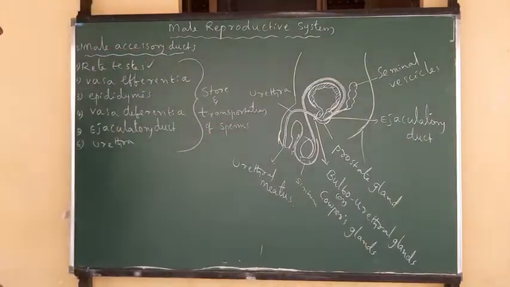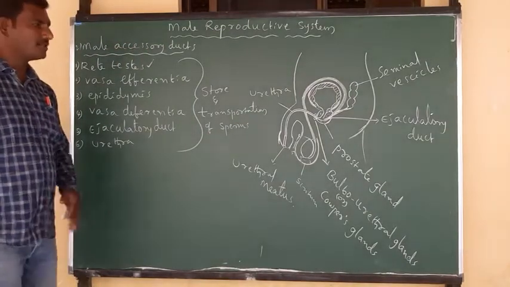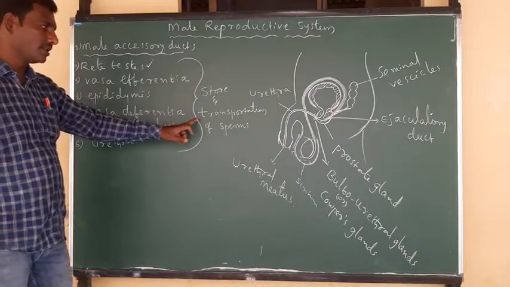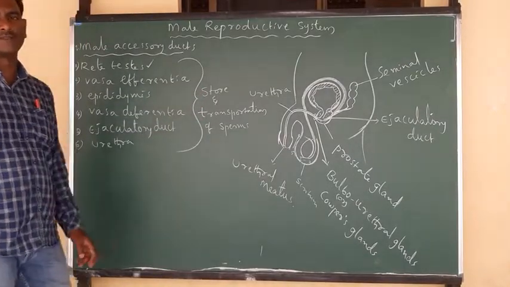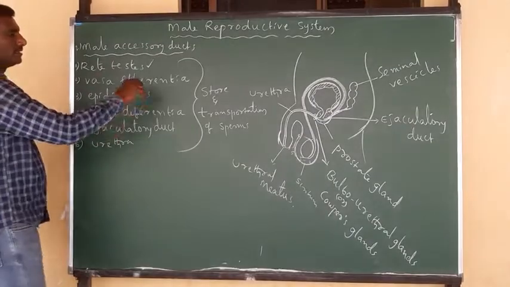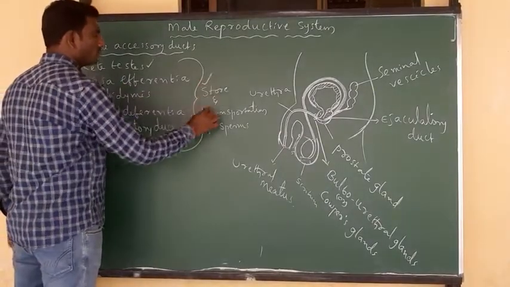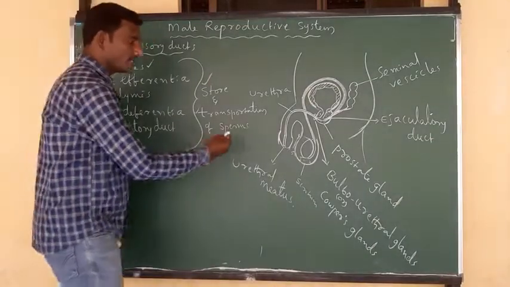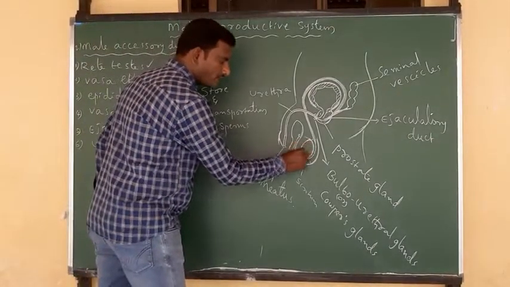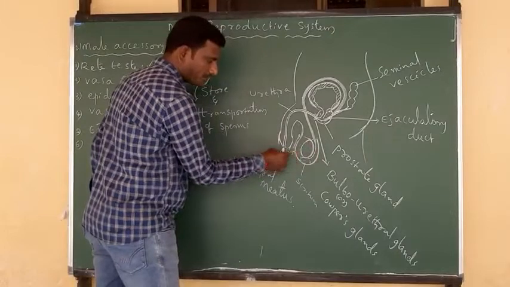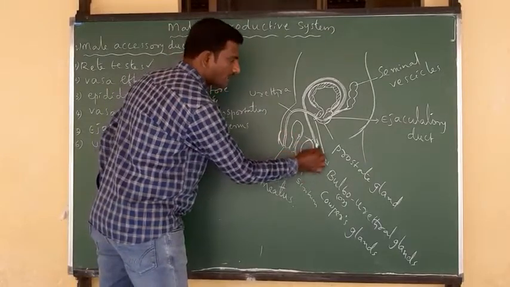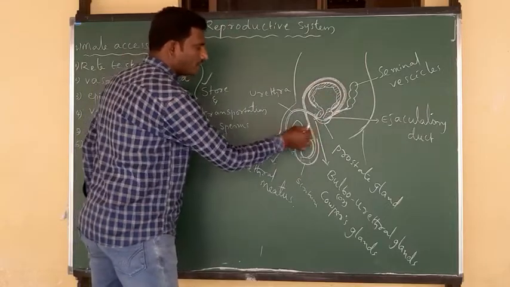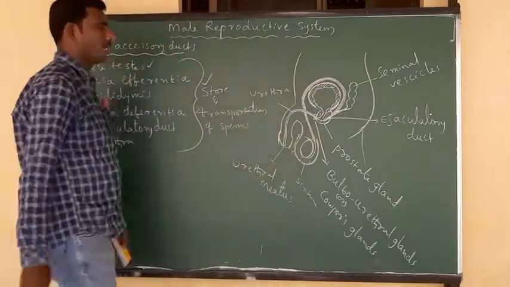Mainly, all these ducts perform 2 types of functions. One function is to store sperm cells and the second function is to transport sperm cells. So finally, the main functions of these ducts are to store and transport sperms. Sperm cells are produced by the testis. The produced sperm cells are transported to the outside. Along with this transportation, they also store them sometimes.